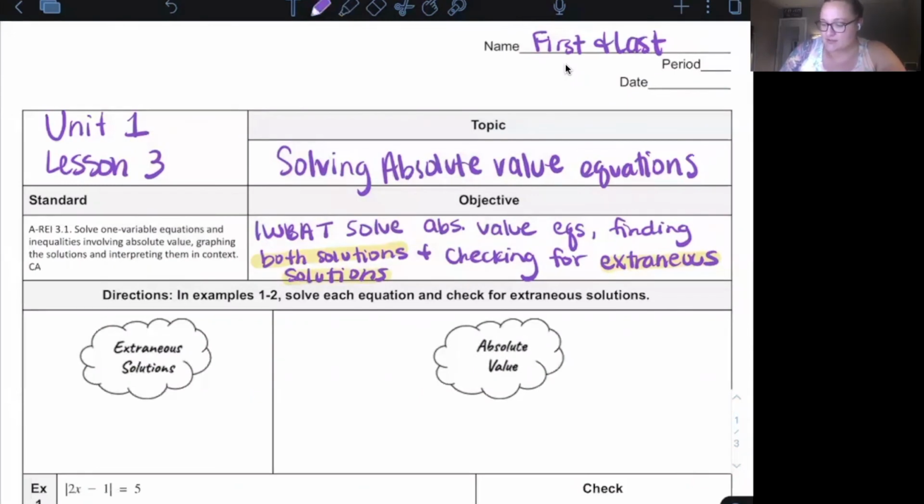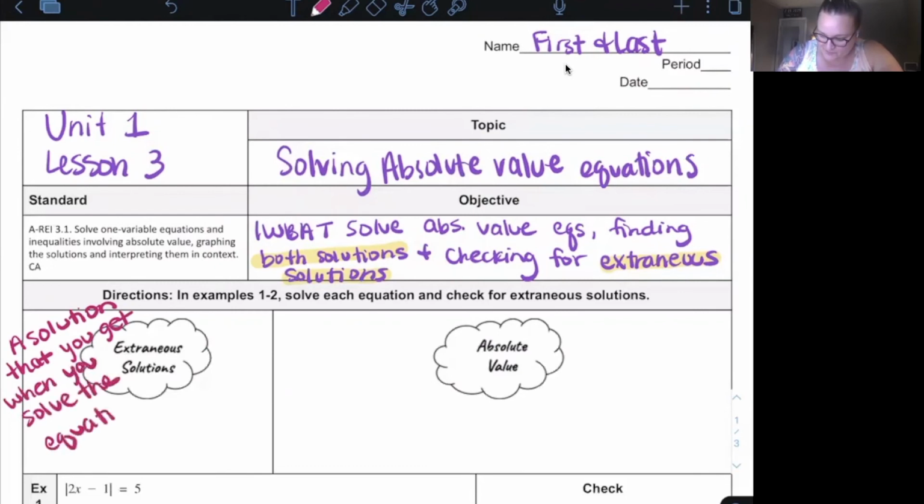So an extraneous solution is a solution that you get when you solve the equation, but when you plug it back in, it doesn't actually work. So it's a solution that you get when you solve the equation, but it doesn't make the equation true.